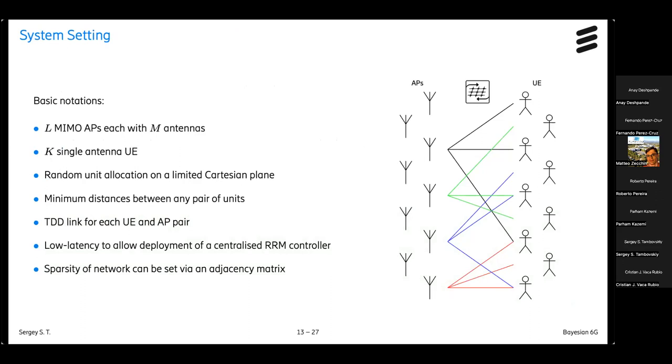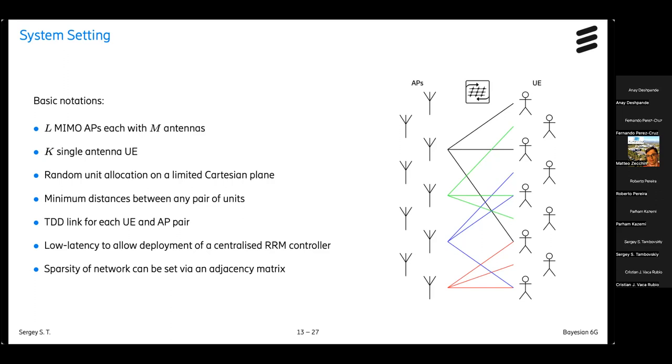So let's get to the system setting. We have L MIMO access points, each equipped with M antennas. And this number M is the same for each and every access point. Then we have K single-antenna UEs, users, static users. Third, we randomly allocate them across a Cartesian plane, of course, assuring minimal distances between pairs of users, pairs of access points, and pairs of access points and users.